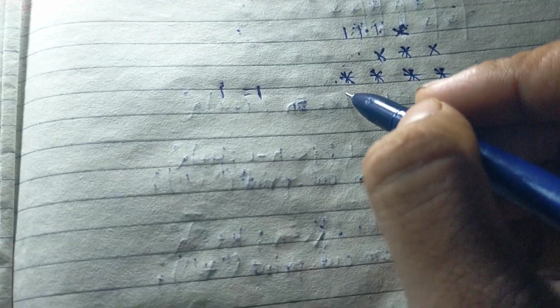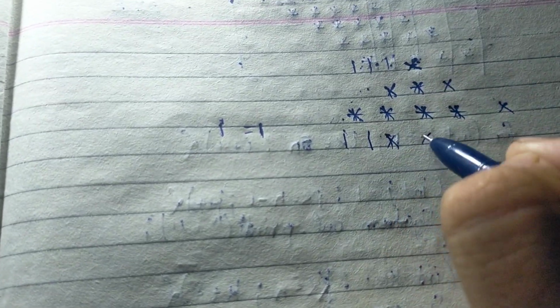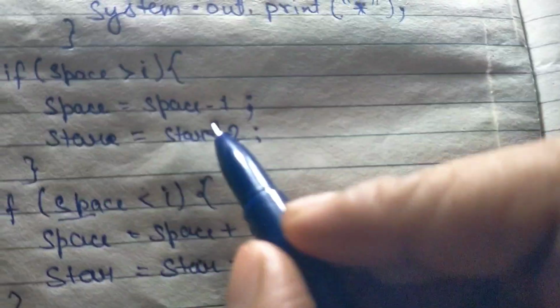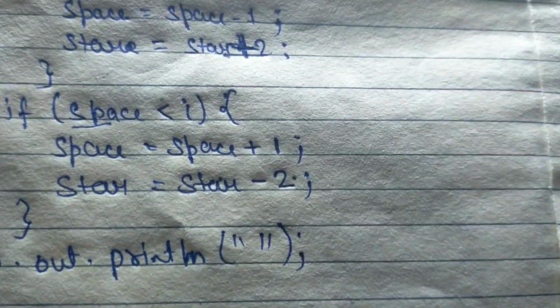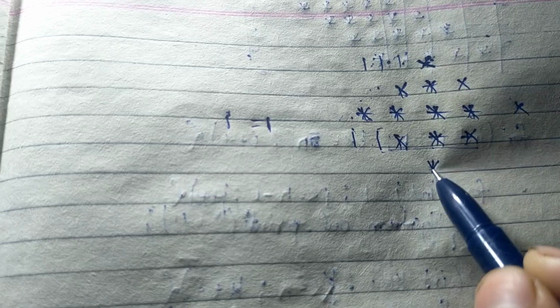But in this part space will increase by 1. For the first space it will be 1, then it will print 3 stars, subtracting 2 stars. Above we were adding 2 stars, but here we are subtracting 2 stars. Then for the fourth row, subtracting 2 stars it will become 3, and increasing space by 1 it will become 1 space. After that, for the last row it will print only 1 star. So here is the dry run of your code, and here is my whole code.